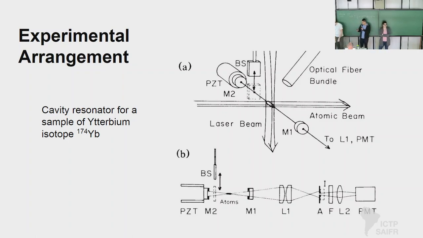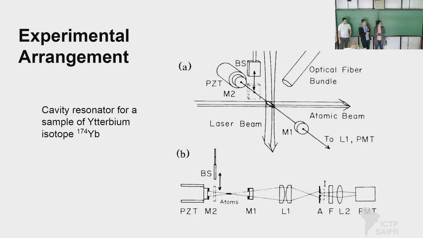So let's talk about the experimental arrangement. We have a ytterbium atom, isotope 174. In this figure, we have a zoom where the sample of atoms is localized. They are excited by a transversal laser here. M2 and M1 are mirrors that work like a resonator cavity, and the mirrors have a little aperture where the light is transmitted.